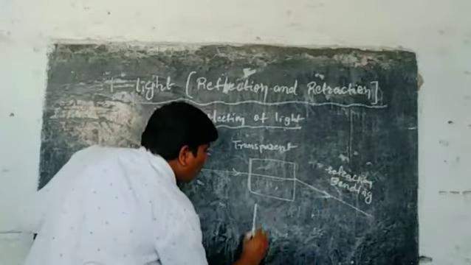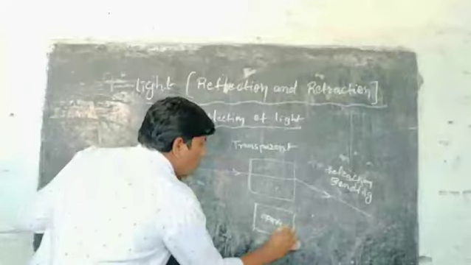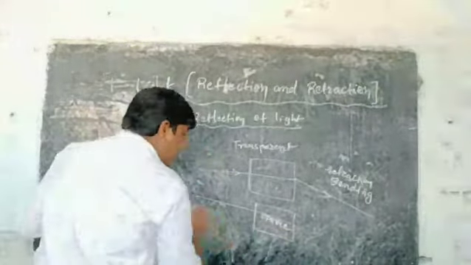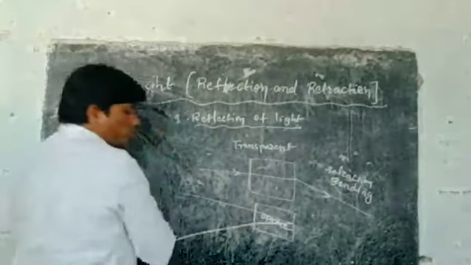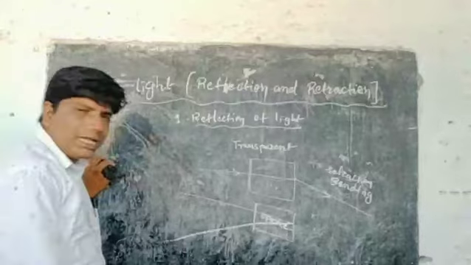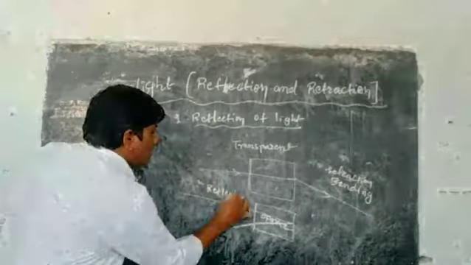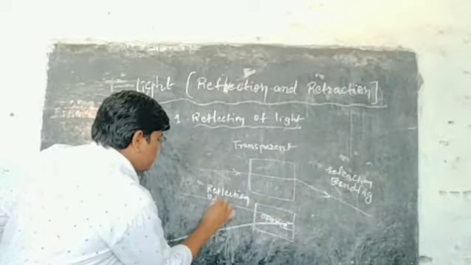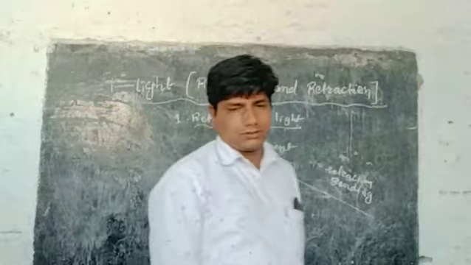When light falls on an opaque object, it doesn't allow light to the other side. It will bounce back the light. That is called reflection of light. So bouncing back of light is called the reflection of light.